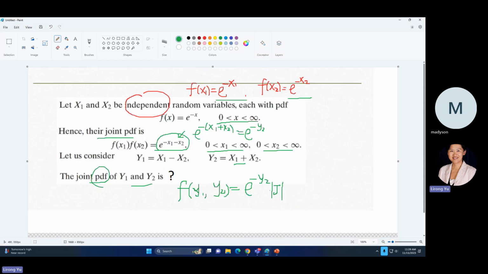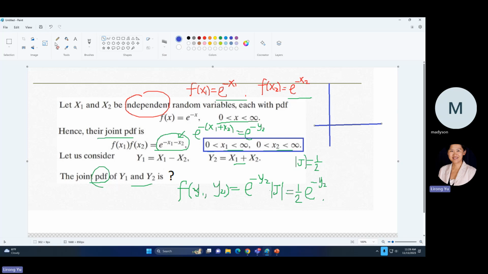Right, so let's go back here. We realized that the Jacobian will equal 1/2. So that means the density is going to be 1/2 e to the negative y2. Now let's talk about the domain. The original domain was x is 0 to infinity, y is 0 to infinity. It was the first quadrant. I hope that sounds familiar. Maybe we did talk about it on Monday. So originally the domain was everything in the first quadrant.